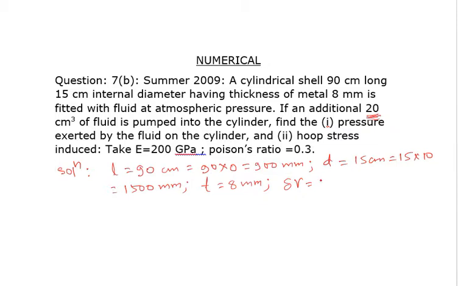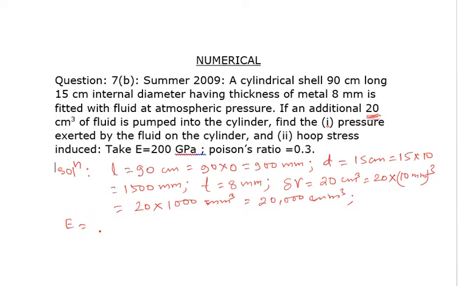how much? 20 centimeter cube. So 20 into 10 to the power 3, this is converted into mm cube, so 20 into 1000 is equal to 20,000 mm cube. Correct? And E is given, is how much?